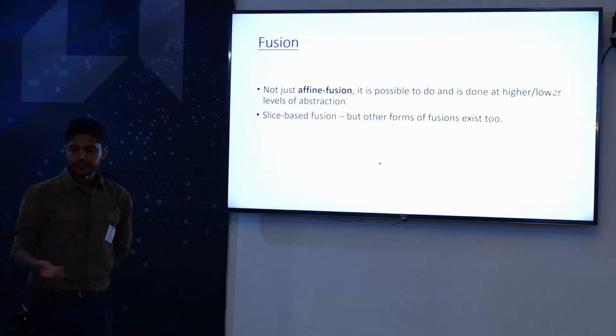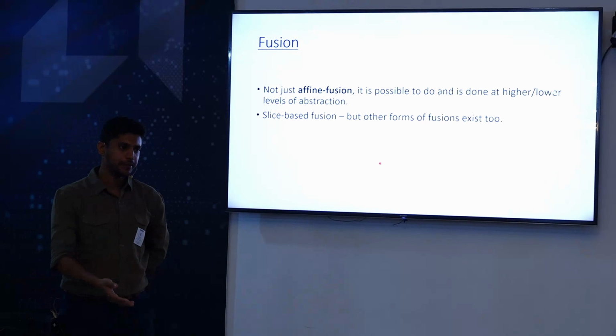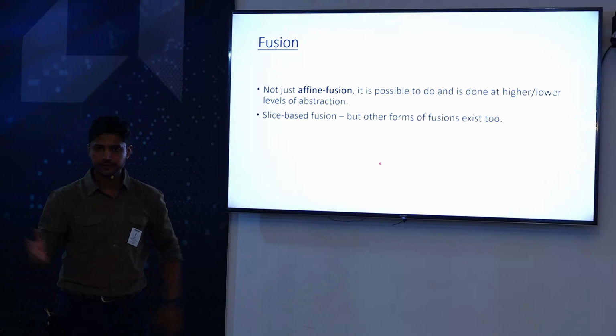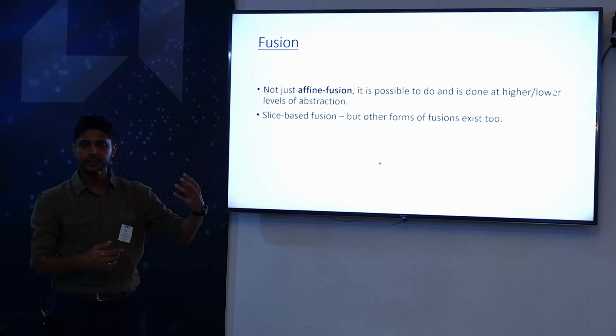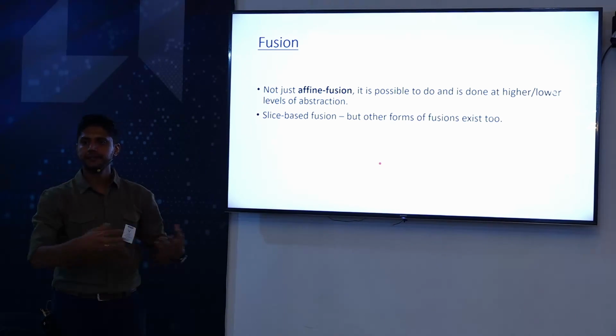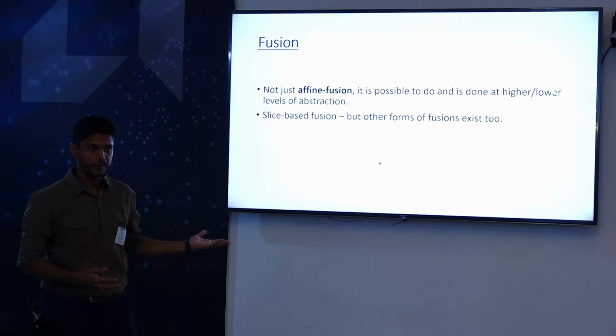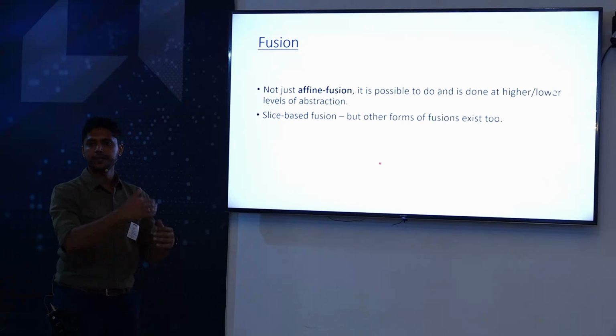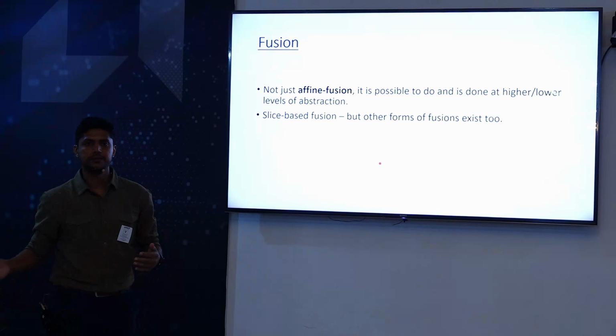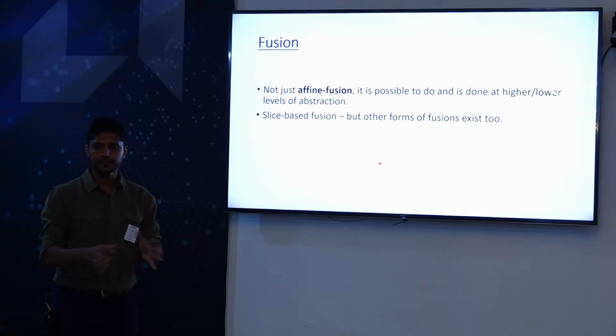Before we go into affine fusion, whenever we say fusion, it doesn't mean that affine fusion is the only fusion. There are different fusions. When you have a graph of different computations feeding into one another, you can fuse them at very different levels. Affine fusion is one among them. It's powerful enough. But you can probably fuse at a much higher level or even a lower level. Fusion is not that it has to happen at affine level.